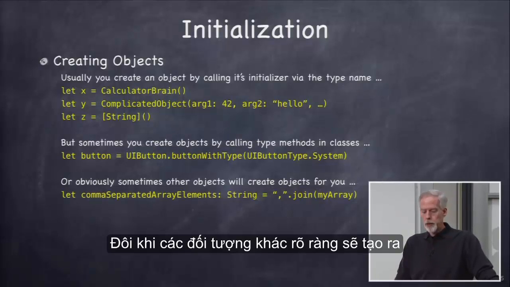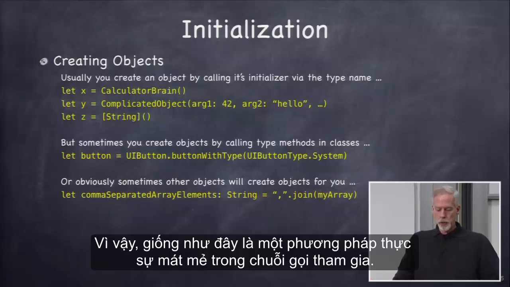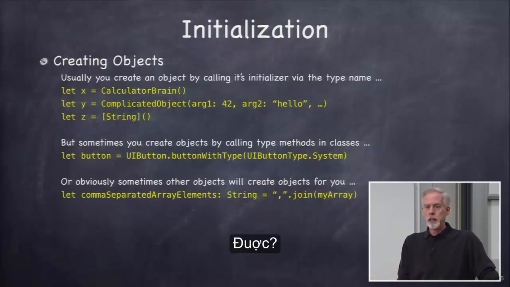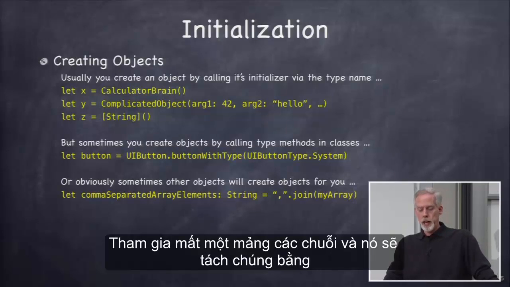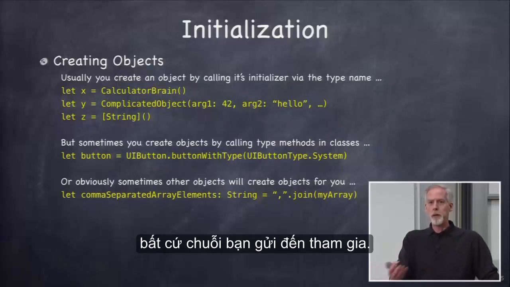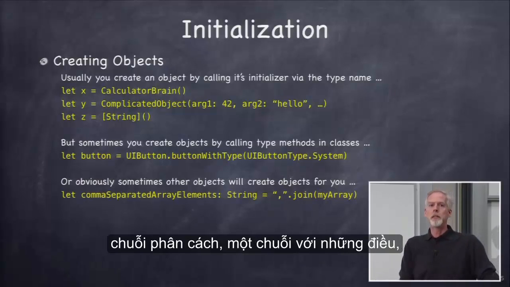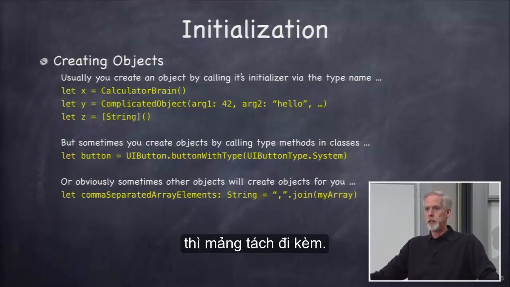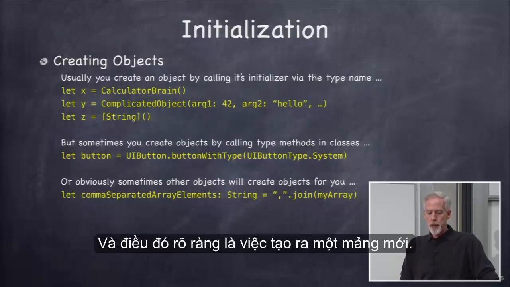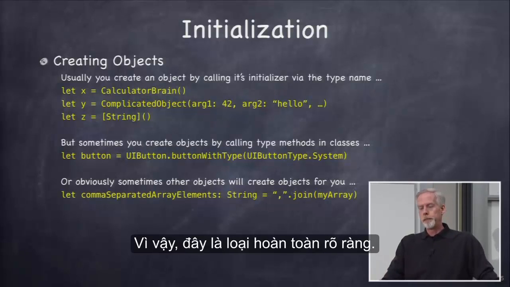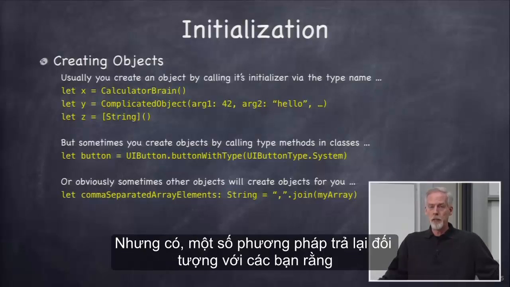Sometimes other objects will obviously create objects for you. So here's a really cool method in string called join. Join takes an array of strings and it will separate them by whatever string you send join to. So comma dot join of an array will give you a comma separated string, a string with the things in the array comma separated. And that's obviously creating a new string. So this is kind of completely obvious, but yes, some methods return objects to you that were created.